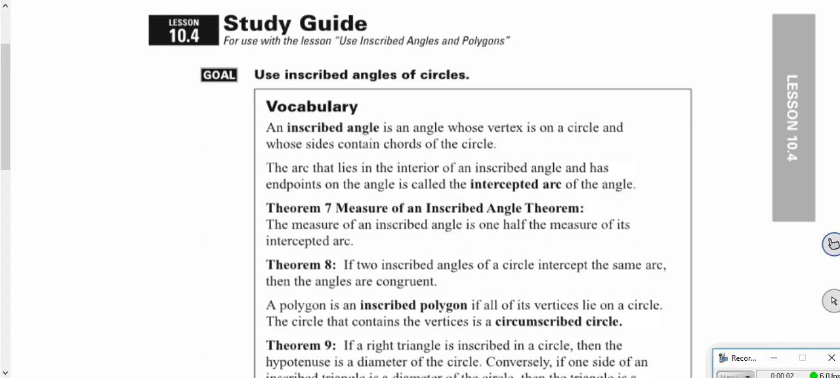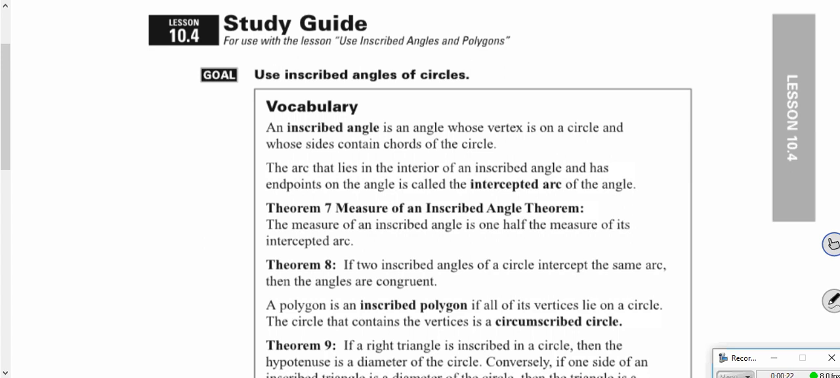Okay, geometry kiddos, this is section 10.4. Again, new material, completely optional. Now we are talking about inscribed angles and how those are also used in intercepted arcs and polygons and that kind of thing. So let's go through some vocab here first.